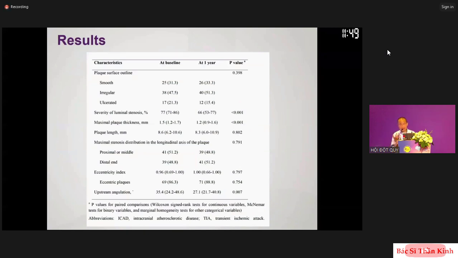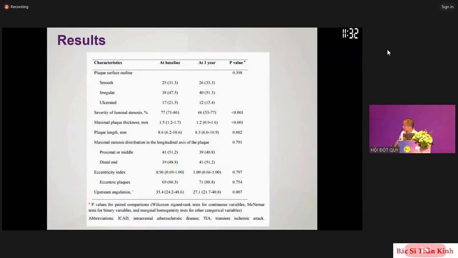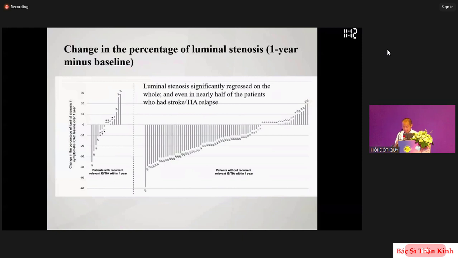Overall, regardless of whether you have a clinical event or not, there are 3 important morphometric parameters that have shown significant regression. First one is the severity of stenosis here. Severity of stenosis significantly regressed from 77 to 66. The plaque thickness also significantly regressed, and also the upstream plaque shoulder, suggesting that the plaque regressed and decreased its vulnerability. So on your right-hand side are those patients without clinical relapse.